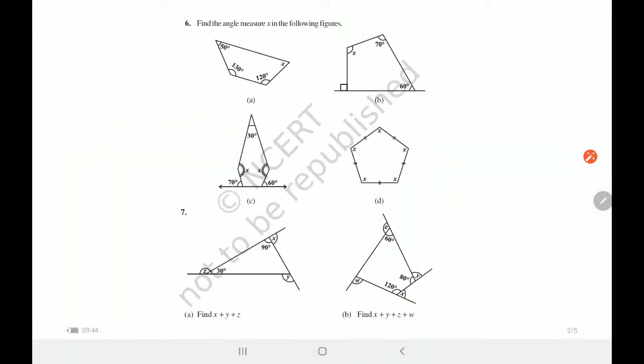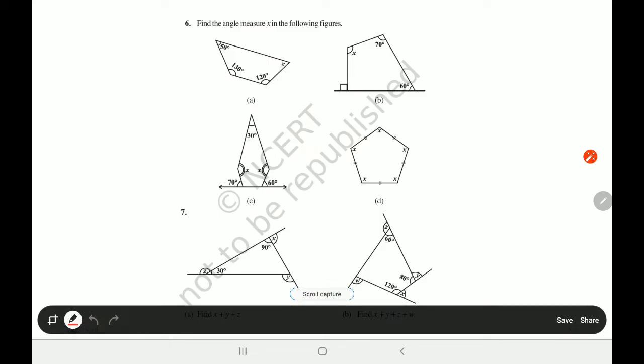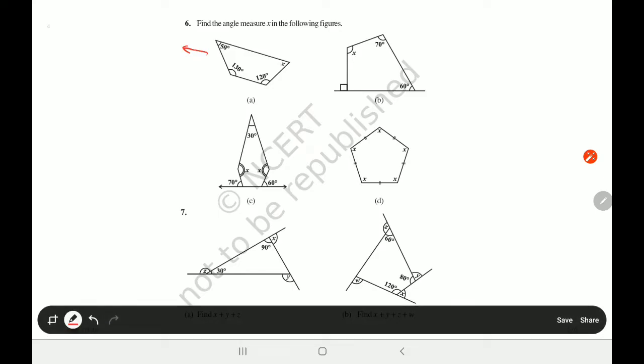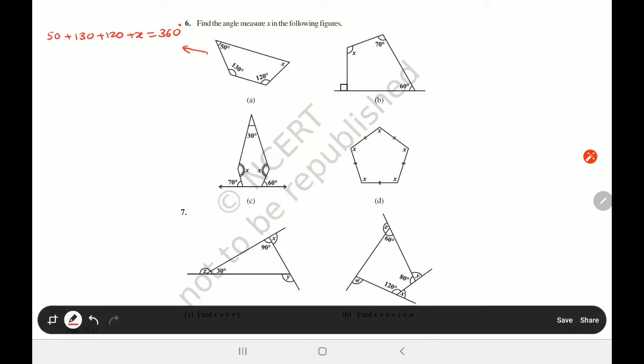Sixth question. For 6 and 7 we have two questions, the only two questions in the exercise where we have some calculation. So let's start with the first one. The first one I'll solve here. The formula is the angle sum of all the angles of this particular quadrilateral. Here the angle sum is 360. So I know that 50 plus 130 plus 120 plus x is equal to 360 degrees.